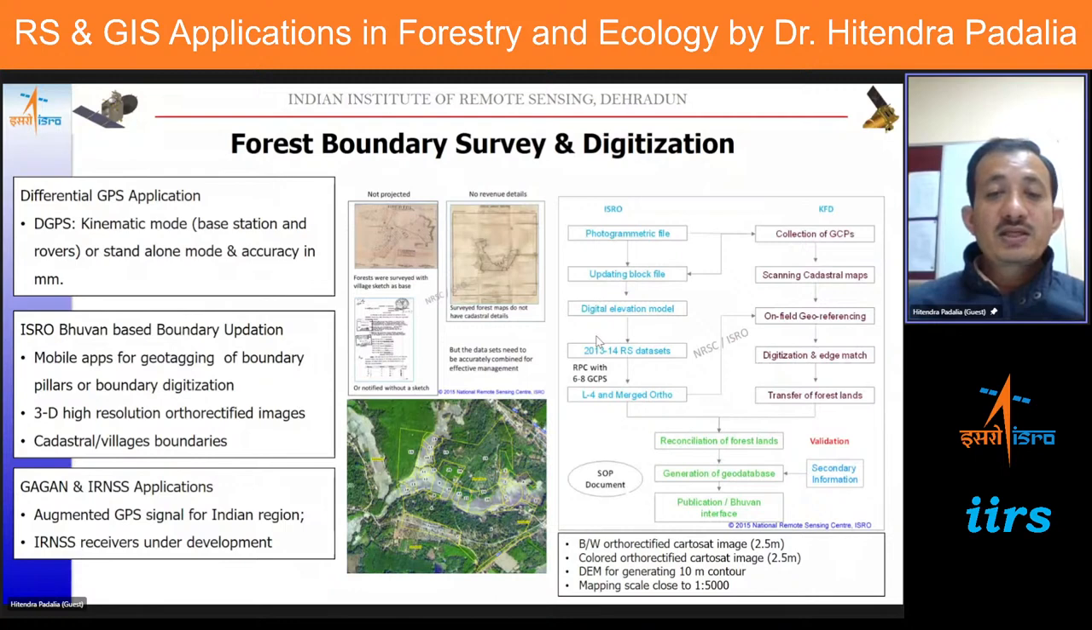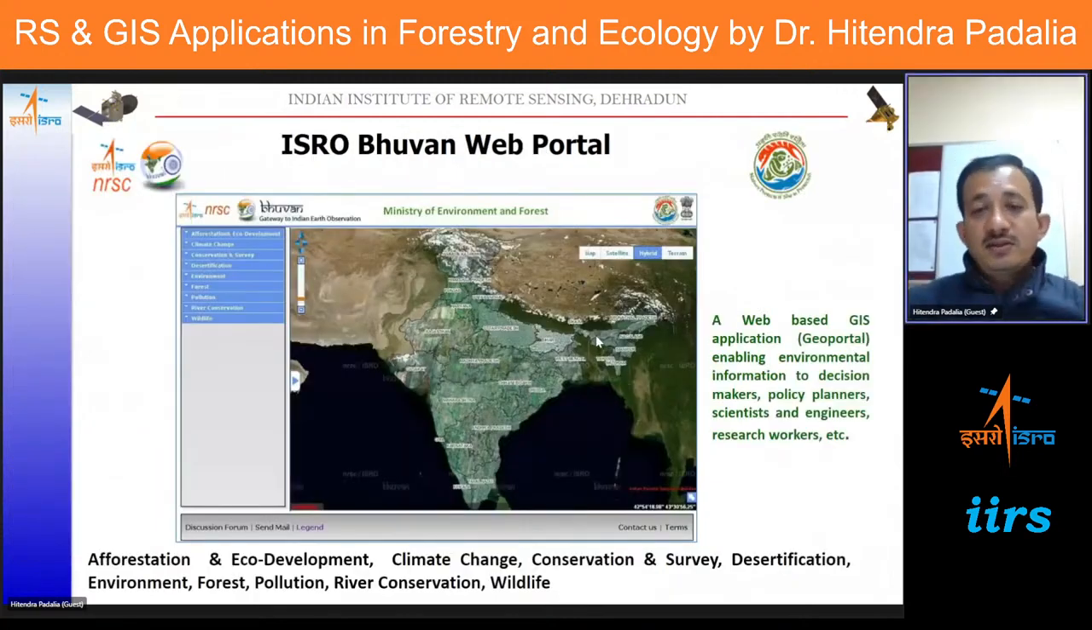Currently this work is going on across India, not from our side, but different state governments are taking up this activity in consultation with the Forest Survey of India, using very high resolution satellite remote sensing data as well as DGPS systems to carry out this task. Very high resolution satellite data is particularly useful for this type of activity, other than GPS or DGPS observations.